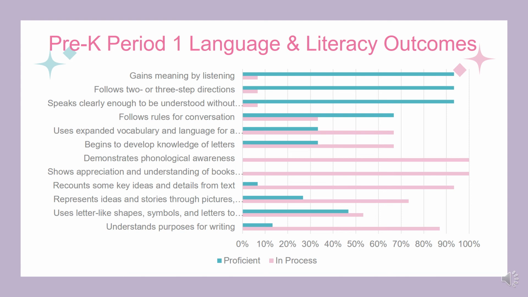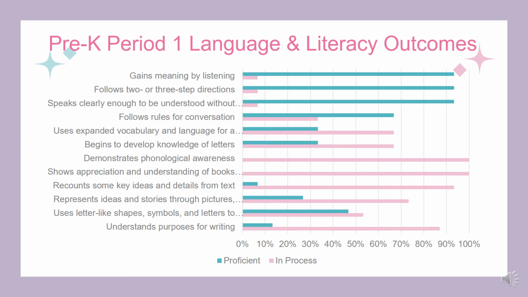And so you can see when we're really looking at those first few outcomes for language, they look really, really strong there. So it looks from this data like your children are using a lot of language. They're developing really strongly in language. And so as we look at our literacy outcomes, that's where we want to provide some support. We have a lot of children in process.